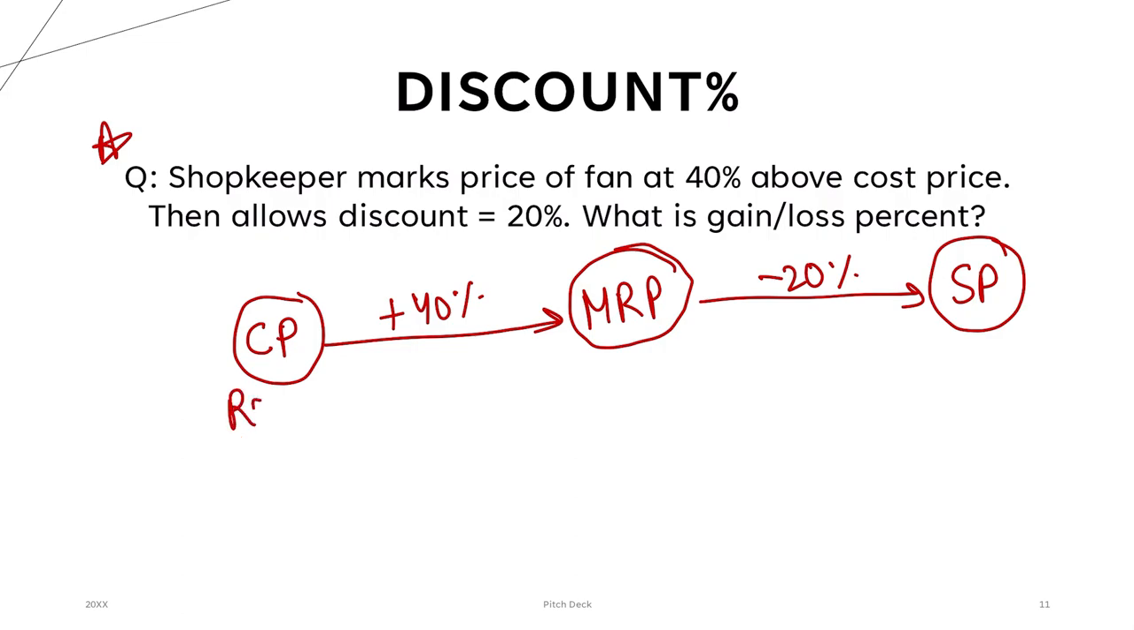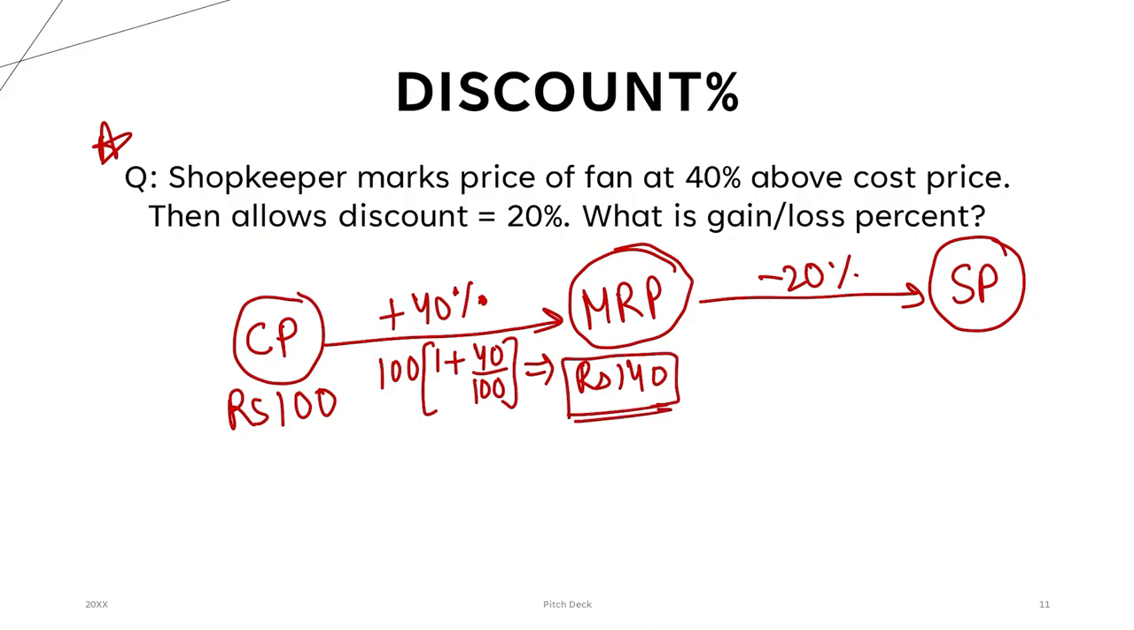Suppose he buys it for 100 rupees. After increasing the price by 40%, I have already told you, 100 times 1 plus 40 by 100 will give you the increased price. So this will be rupees 140. Now after marking it up, the new price is 140 rupees. Now after that, he is providing a discount of 20%. 140 times 1 minus 20 by 100. I hope this is clear. 140 into 1 minus 0.2, that is 112.